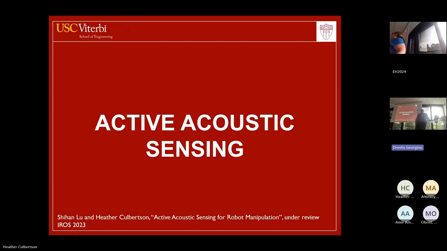So the next thing I want to talk about is how we can use machine learning on this data to work on haptic sensing or robotic sensing. This is the area of active acoustic sensing.